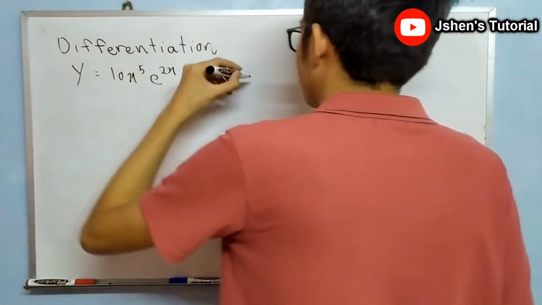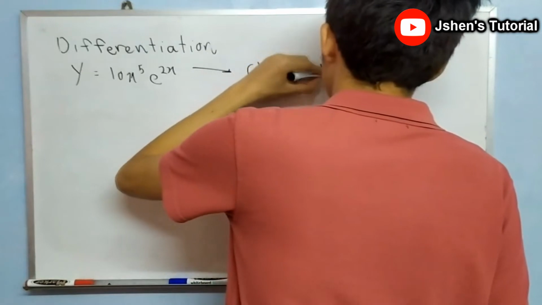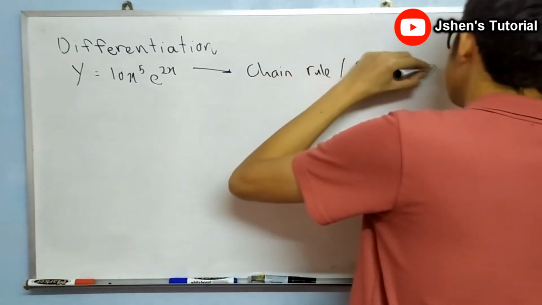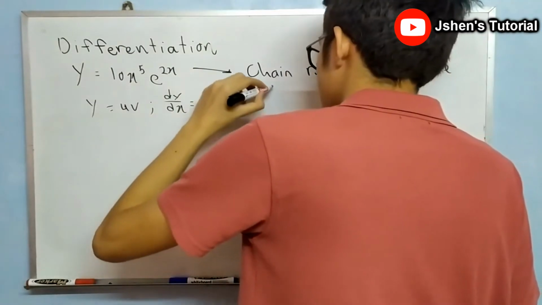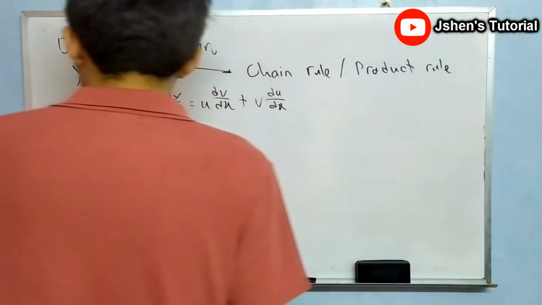Now for the first video, I'm going to show you how to find its turning point for this example. So first of all, we will differentiate the function. To differentiate the function, we have two methods. One is through the product rule, another one is through the chain rule.